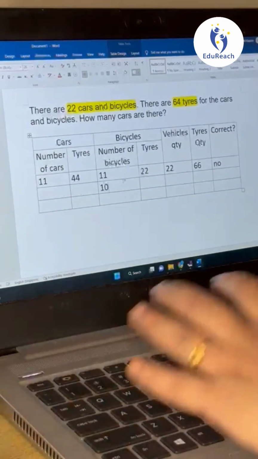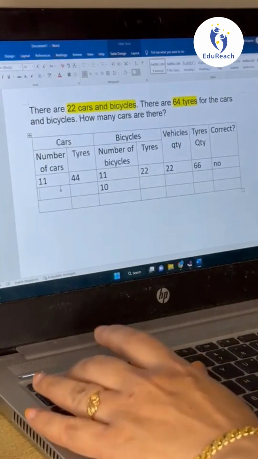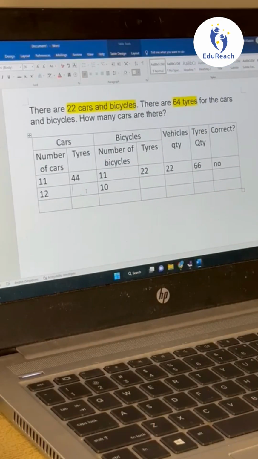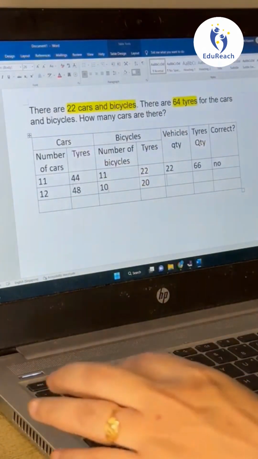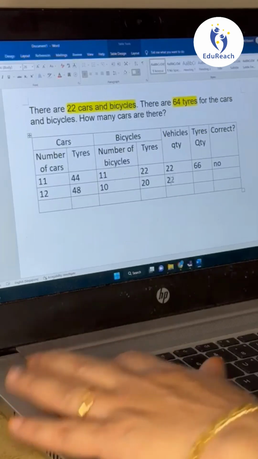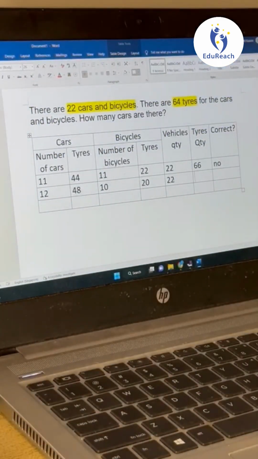If there are 10 bicycles, which means there must be 12 cars here. So 12 times 4 is 48, and 10 times 2 is 20. The quantity, 12 plus 10, is still correct, it is 22. But is the number of tires correct? No, it's 68. So what does that tell you? It tells you that when we increase the number of cars and decrease the number of bicycles, the tires get more because cars have more tires.